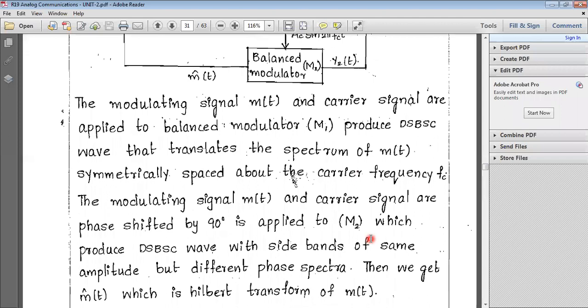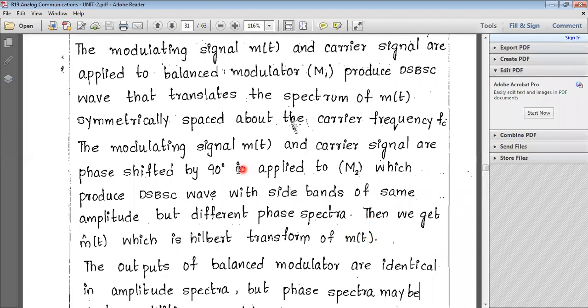Now coming to the second balanced modulator. It is shifted by 90 degrees and applied to M2, so it becomes M cap of t. It is also symmetrically occupied, that is FC, FC plus FM and FC minus FM. What is meant by symmetrically spaced? At the middle we have carrier frequency FC, upper side FC plus FM, lower side FC minus FM. That is called symmetrically spaced. So at the output of every balanced modulator, we have a DSBSC signal.